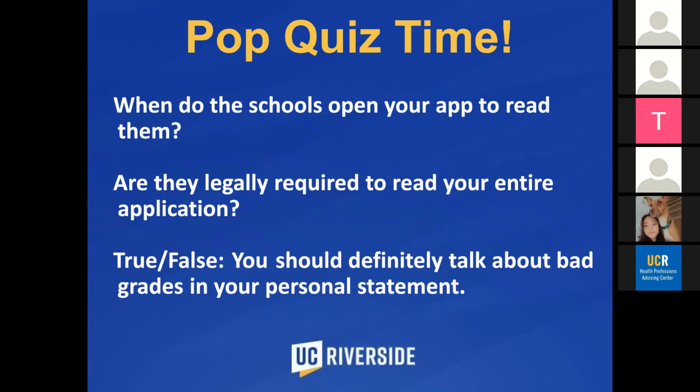They open your app after you have submitted your secondaries, your letters are in, and your test scores are in. So they don't open your app to read them before you submit your secondaries. They usually filter and send people secondaries based on filters. So you have until the end of July, when most schools are reading your application. That's a long time still. So you have plenty of time to think about these things and do your secondaries.